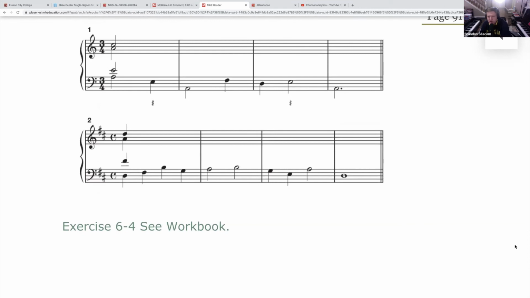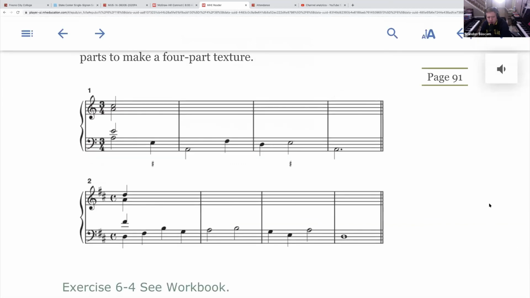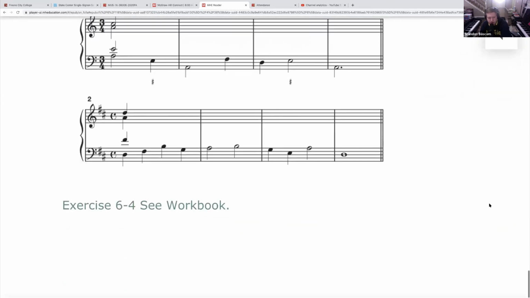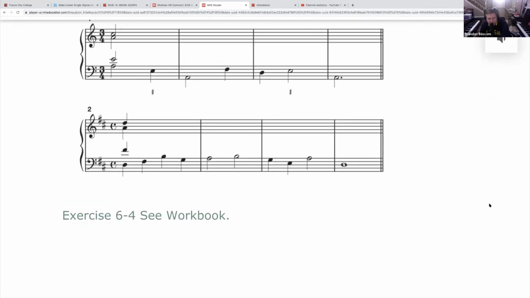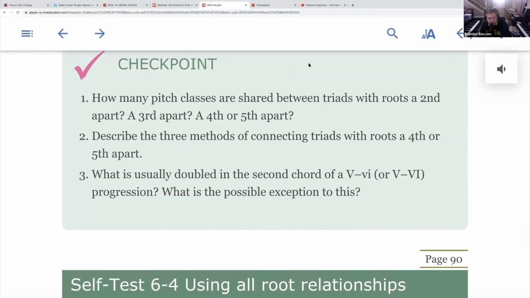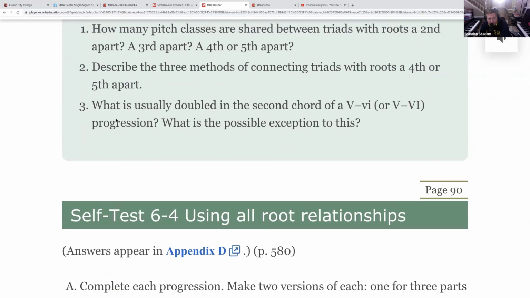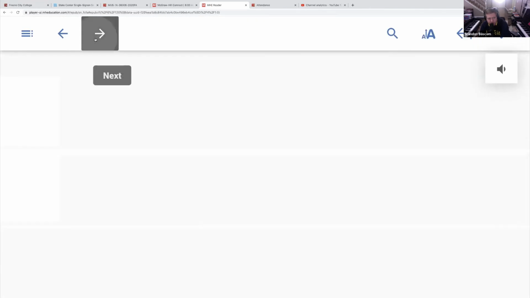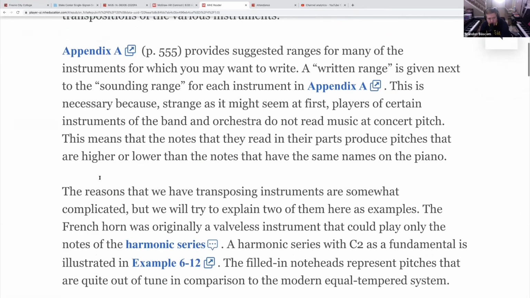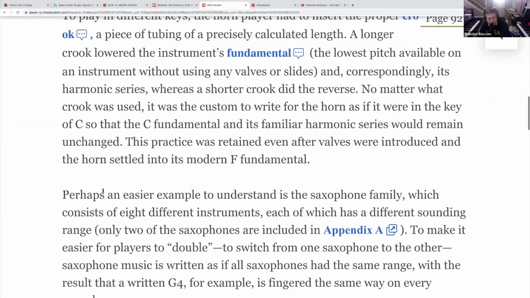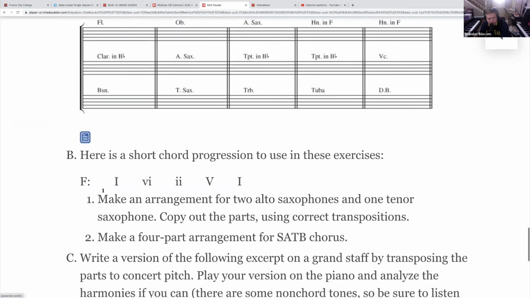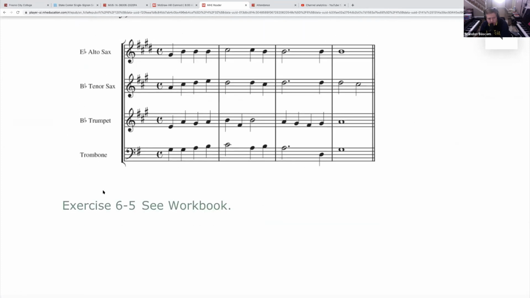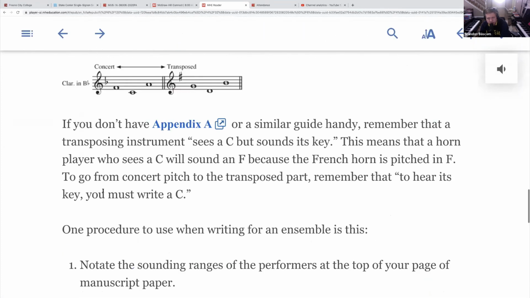Are we out of time? We're out of time. Bummer. We'll pick up here next time. So next time we'll finish this self-test, and we'll take one more self-test. Again, pace yourself on the homework. We'll talk about instrumental ranges. And we'll take this self-test, which will be fun. Questions, comments, concerns?